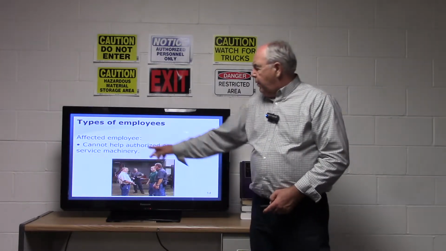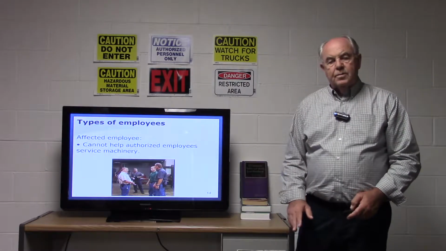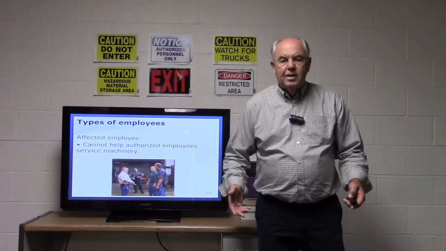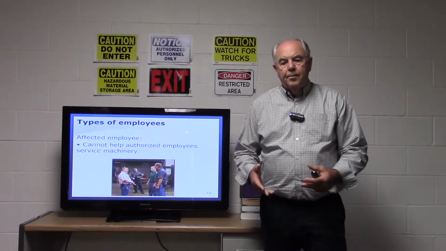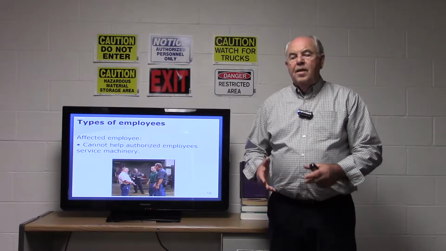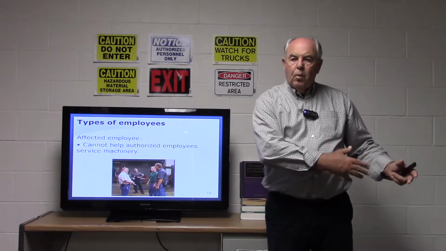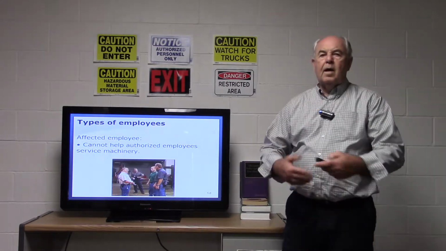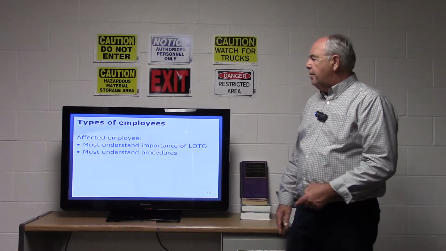Now, affected employees cannot help authorized employees service the machine or work on the machine, as we call it a lot of times. When an authorized employee places a piece of equipment under lockout tagout, the affected employees must move away from the area and move away from the piece of equipment because they're not involved. They're not allowed to be involved in lockout tagout.